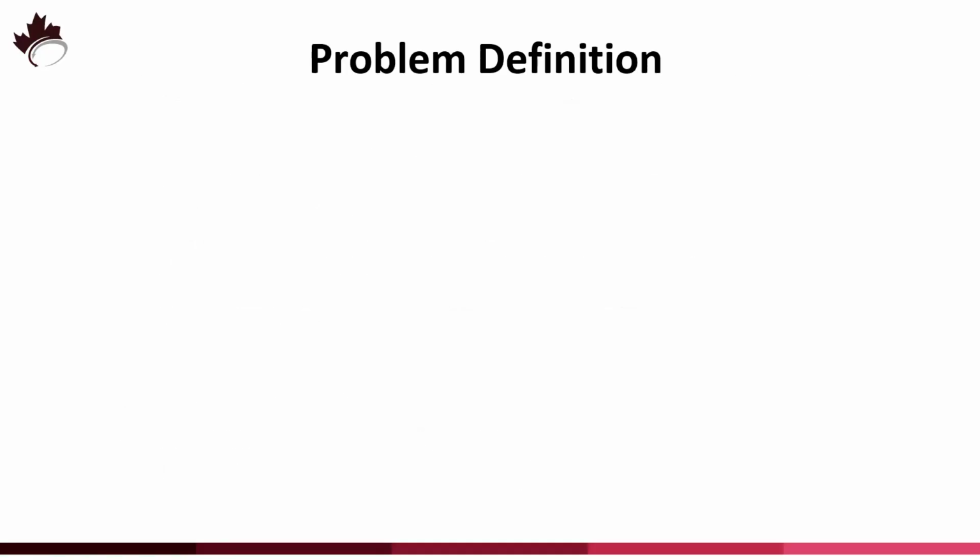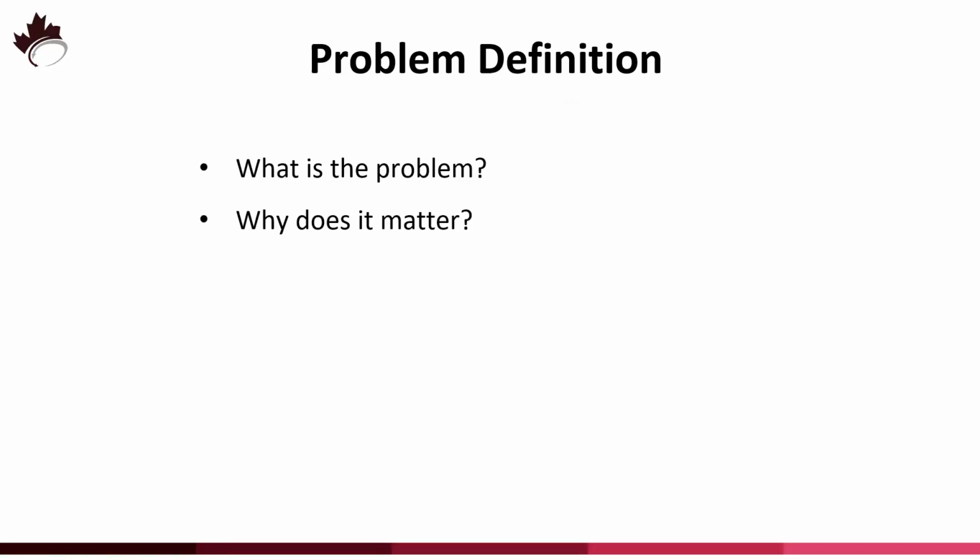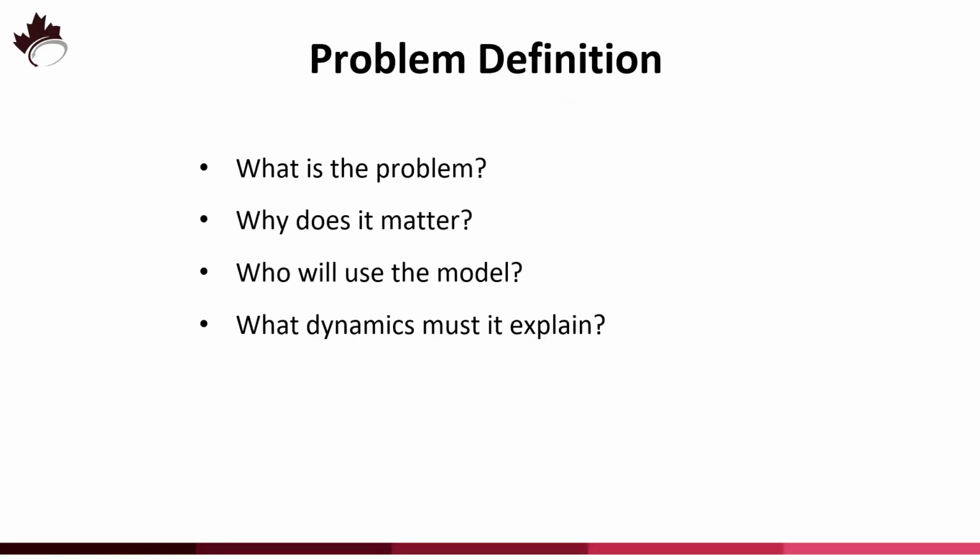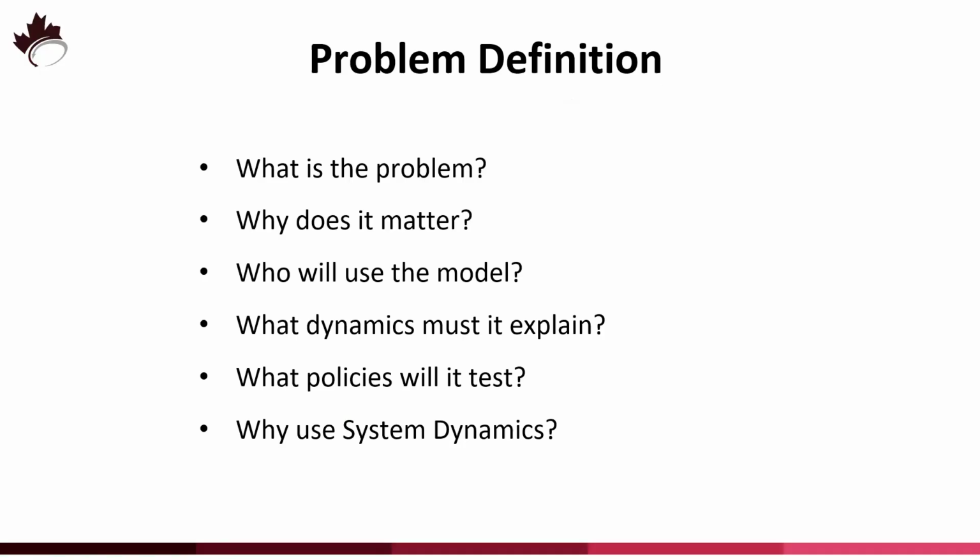So, for example, the problem definition involves asking the following questions. What is the problem? Why does it matter? Who will use the model? What dynamics must it explain? What policies will it test? And why are we using system dynamics? And that is a good structure for an introduction.